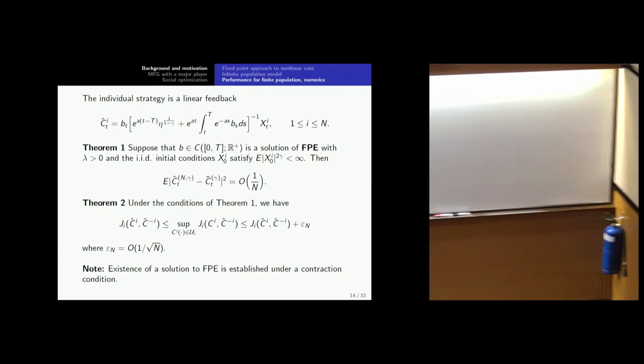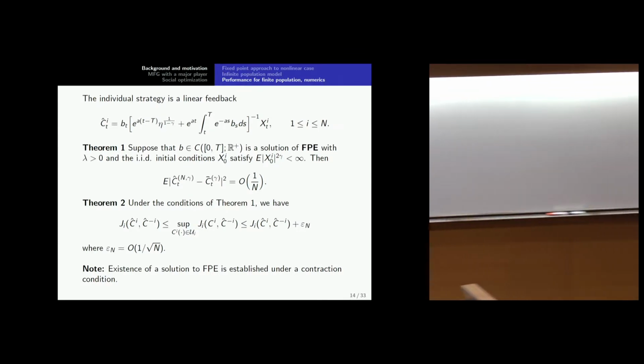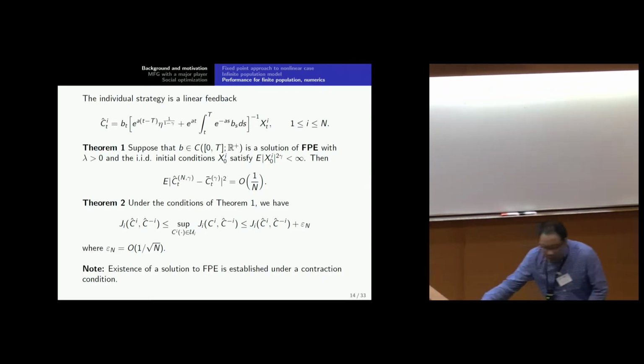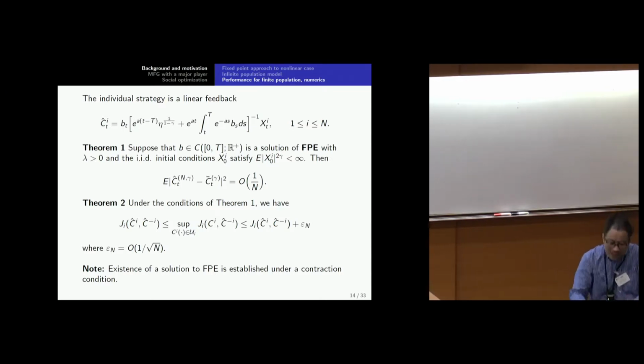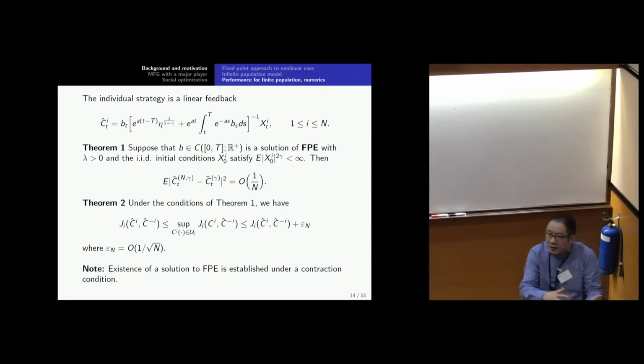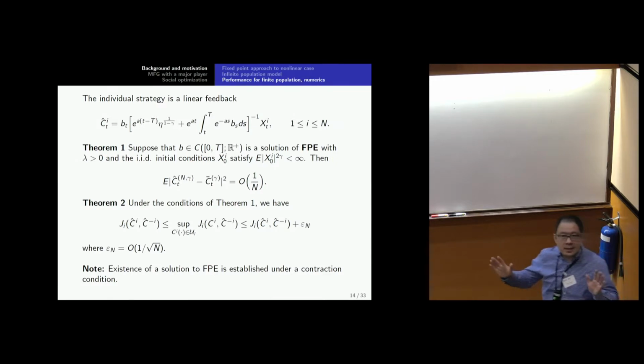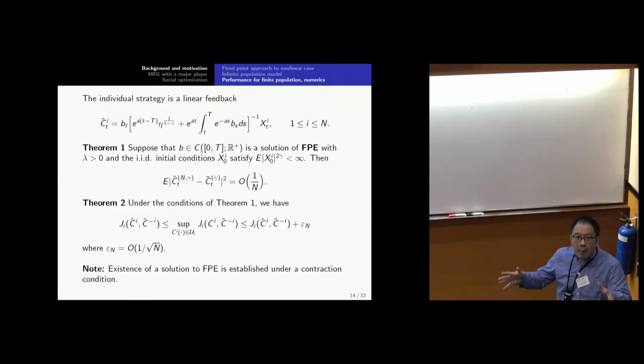For implementation, you do not need to check your past history. I don't need to have a book to keep the past record. What I need to know is my current capital stock. Then I can implement the strategy. So this is definitely a low complexity control strategy.